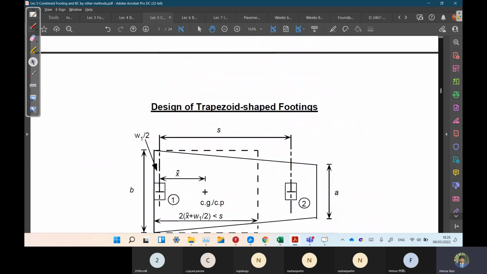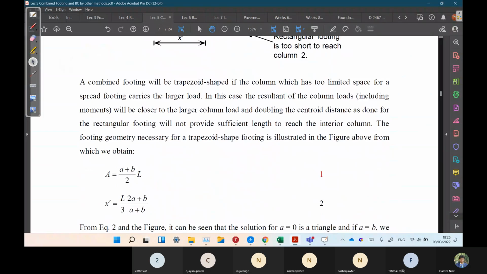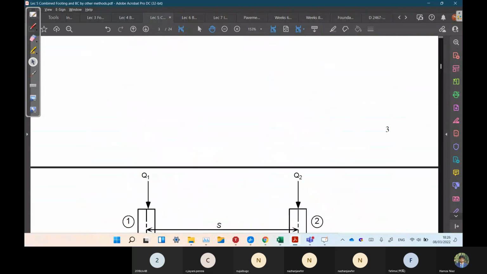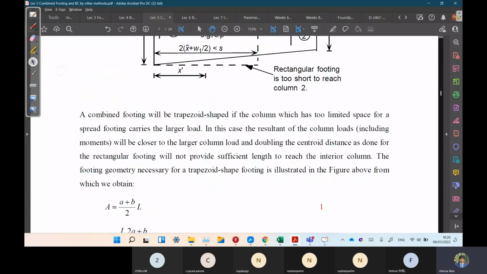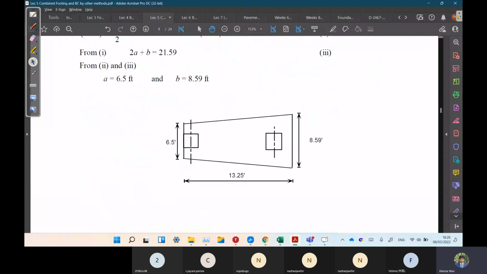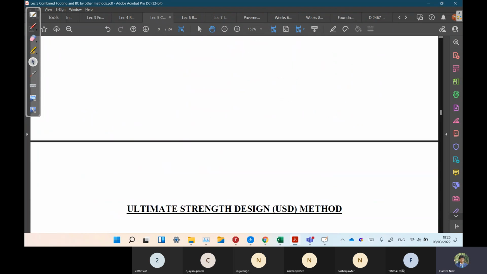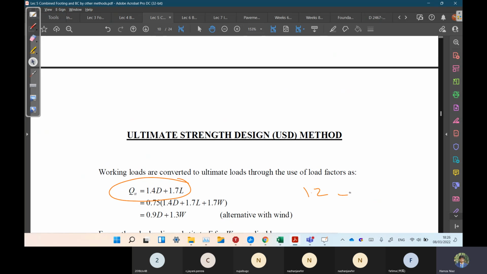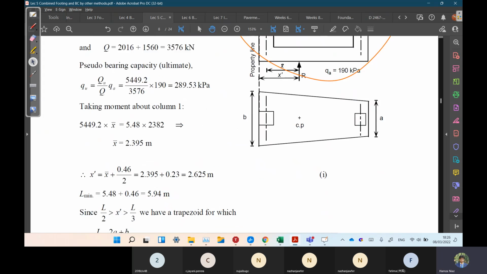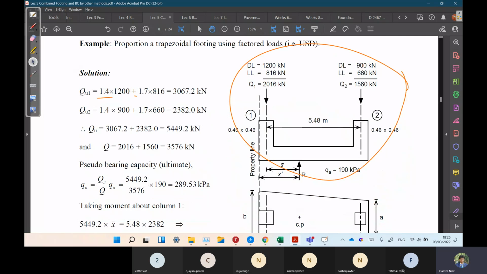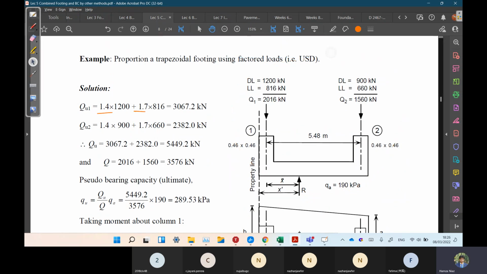And remember, there are two types of ultimate USD loads for footings. One is 1.2 plus 1.6, the usual that we use, and the other one is 1.4 plus 1.7. But if they have not specified, simply use 1.2 plus 1.6. That is more common. So they have used 1.4 and 1.7 here, 1.4 dead plus 1.7 live. So if we are proportioning a trapezoidal footing, they are saying USD, ultimate strength design.